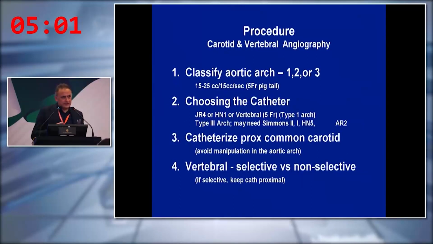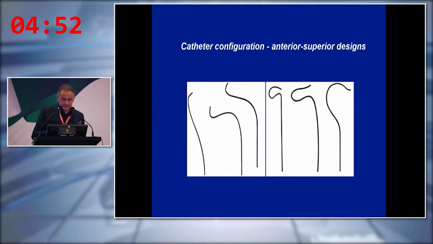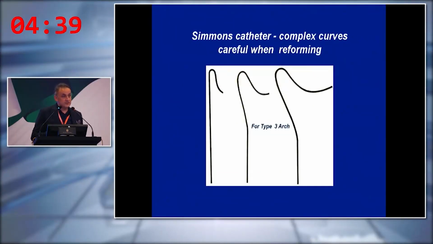We have lots of catheters to access the carotid artery, and also for vertebral arteries. So there are some catheters for complex arcus aorta. If it is type 1, we can deal with the right Judkins or vertebral artery catheter. Or if it is type 3, most probably we need Simmons catheters, but we have to be careful when we are reforming them in the aorta.